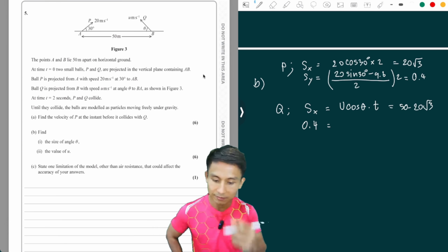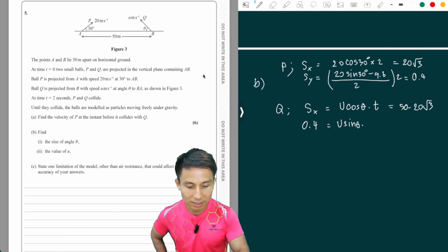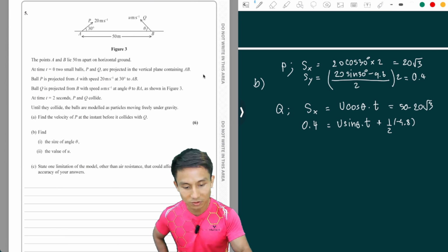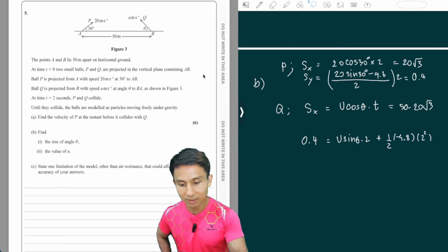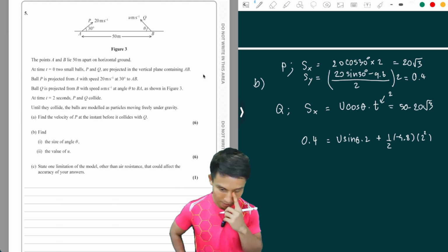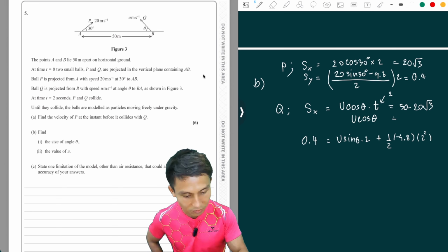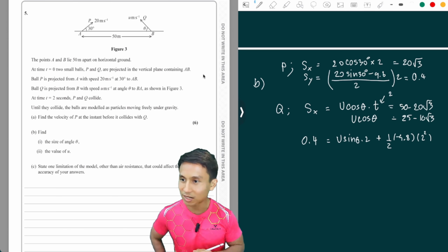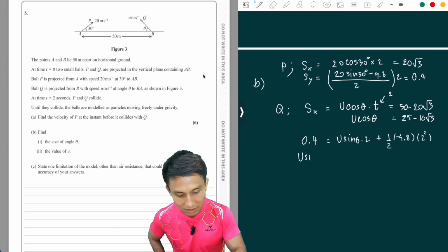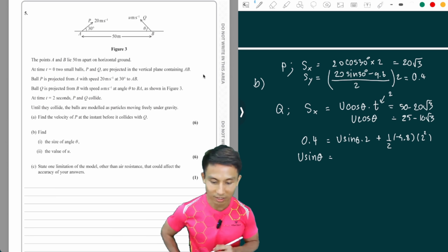0.4 equals, so let's use u sine theta times t plus half a t squared, and t is also 2. So t is 2 here, and then t squared, so times 2 squared there. Now, I forgot to simplify the first equation there because you also know time being 2. So here we have u cos theta equals, dividing both sides, 25 minus 10 root 3. Gonna keep that as that because then we can do something with the other equation, and then I get u sine theta here.